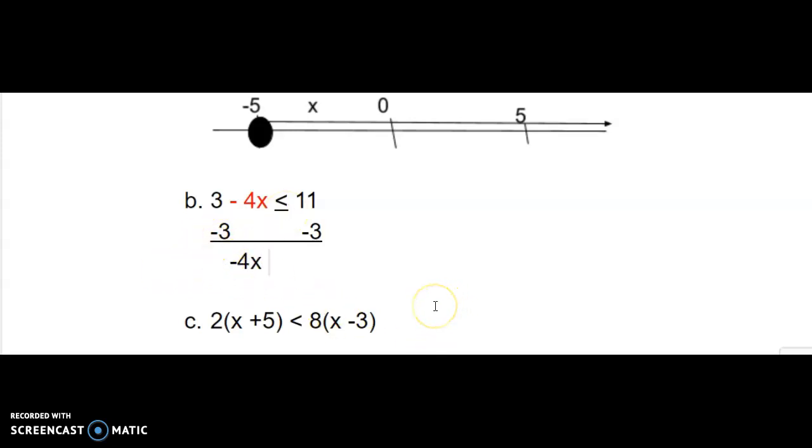Okay? Less than or equal to 11 minus 3, that's 8. I will divide both sides by negative 4. I have to divide by the coefficient of x, that is negative 4. So I will divide both sides by negative 4.